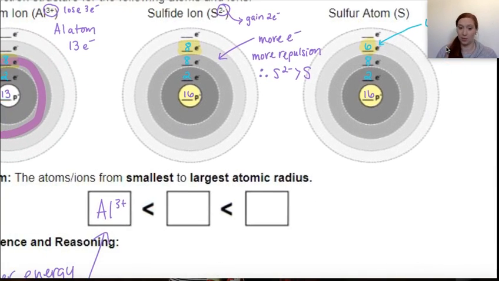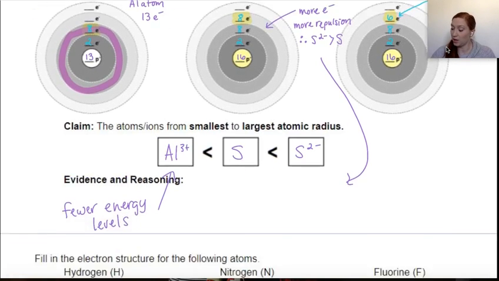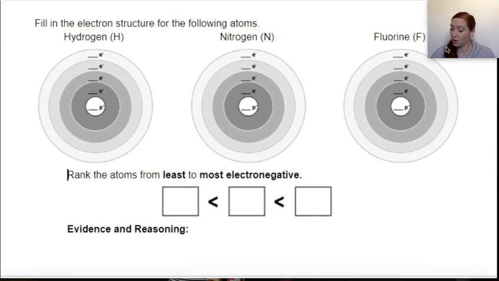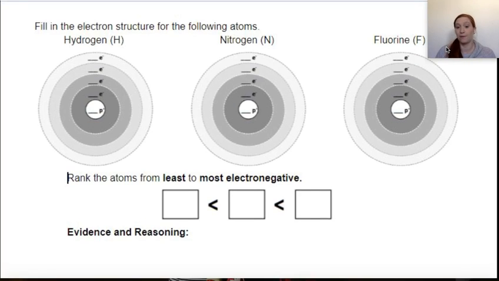Let's take a look. I can go ahead and put these in here. Sulfide is going to be the largest, and then we've already got our reasoning down here. Okay, let's take a look at another example. This time, let's take a look at hydrogen, nitrogen, and fluorine, and we're going to rank these based on electronegativity. Hydrogen has 1 proton in its nucleus, and its 1 electron is going to go in the first energy level.